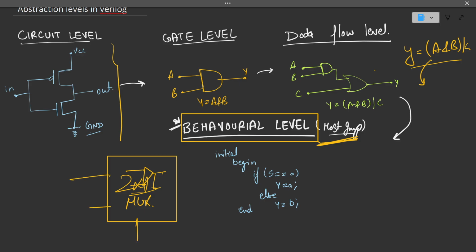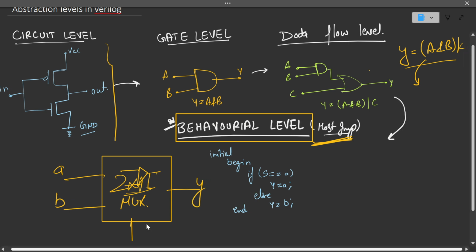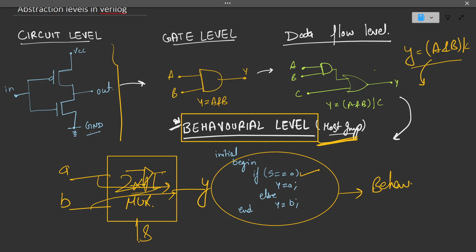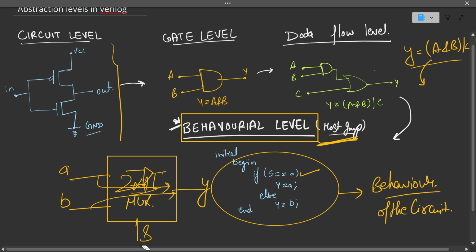What you will say is, my logic will have two inputs, one input A, one input B, and one output Y, and it will have one input as select line S. If select is equal to 0, I need my A to be available at output, else I need my B to be available at output. So you have simply defined only the behavior of the circuit, and internally what gates will be required, how the connections will be made, what will be the connections between input and output, all this will be taken care of by the language.